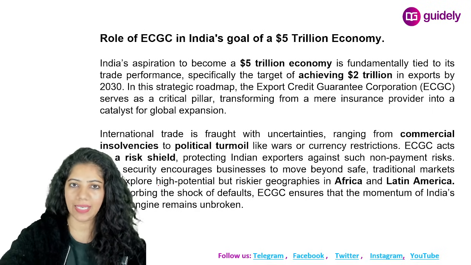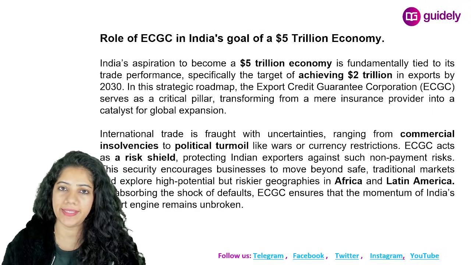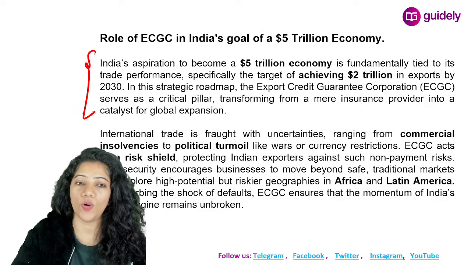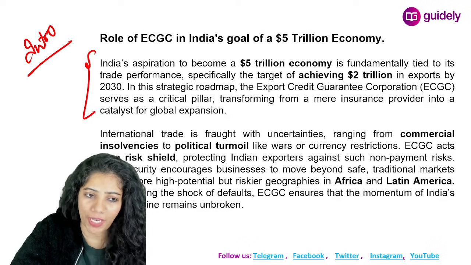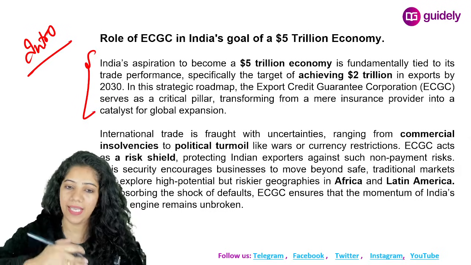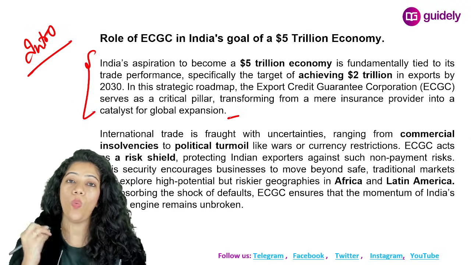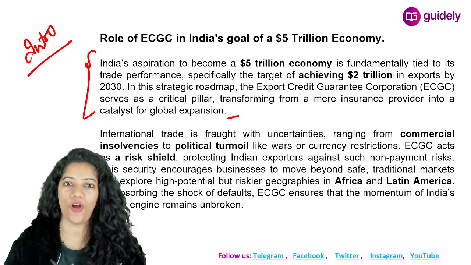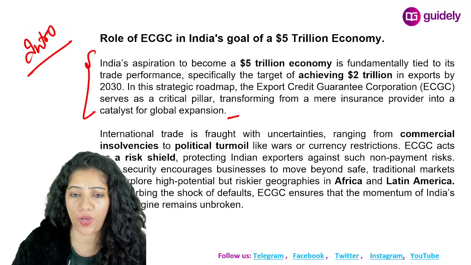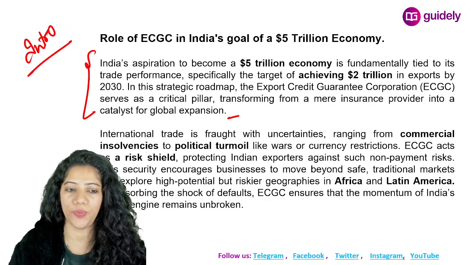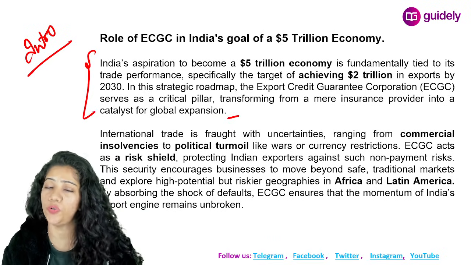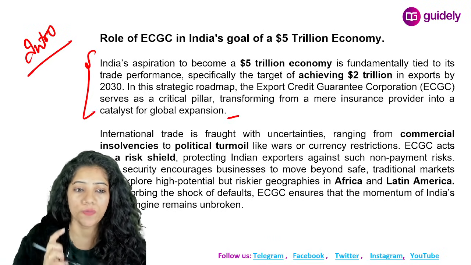Okay, so let's see now the fully fledged, proper essay on the basis of my rough notes. All right, so first is always the introduction. In the introduction, we give the idea about what we know about that topic. At the end of the introduction, we tell what the reader can expect from our essay. So, India's aspiration to become a $5 trillion economy is fundamentally tied to its trade performance, specifically the target of achieving $2 trillion in exports by 2030.